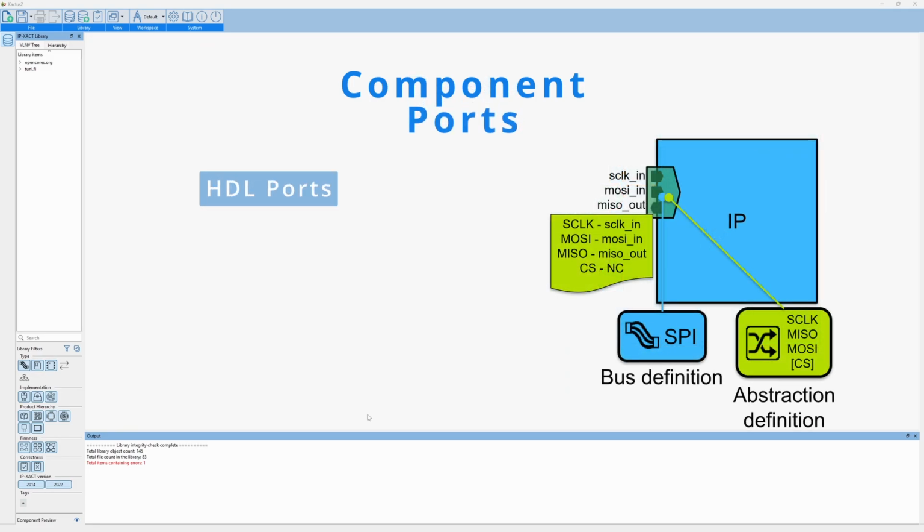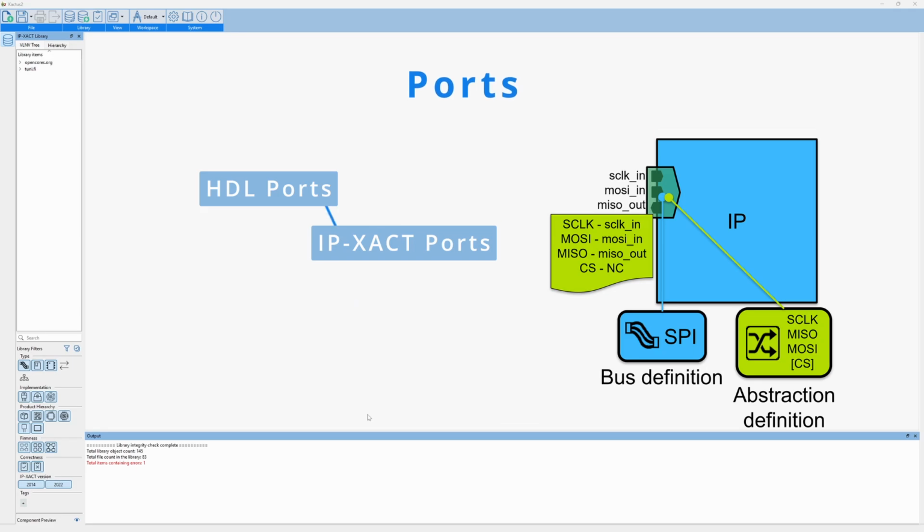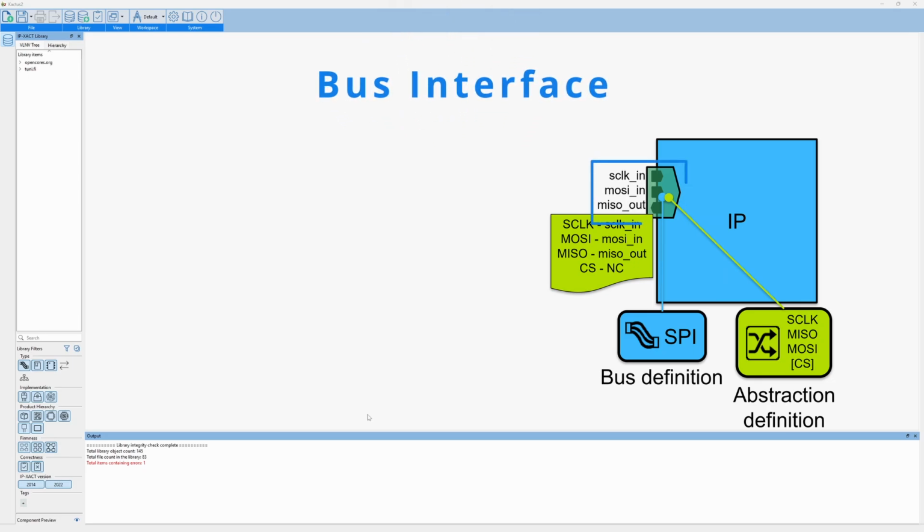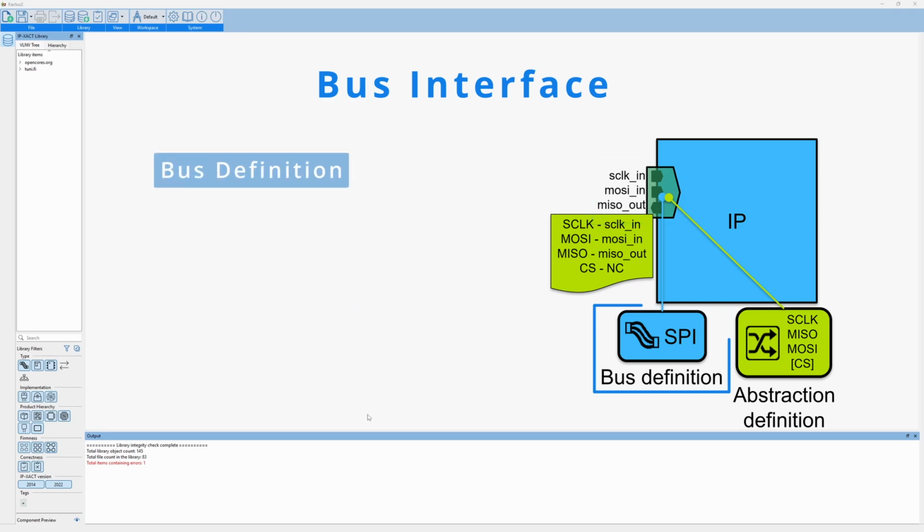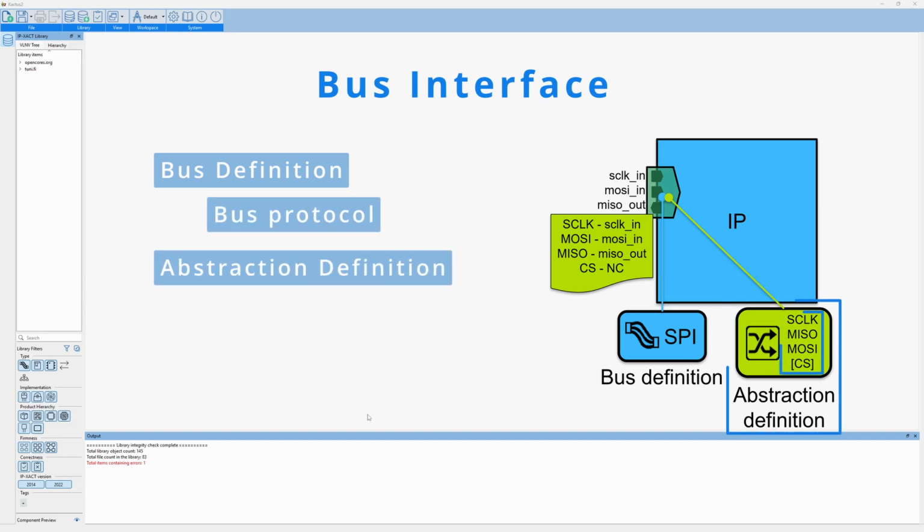HDL ports can be translated into IP-XACT physical ports, with each port describing a single external port of the containing component. Ports can be connected to other component ports through ad hoc connections in the design document, or combined into groups using bus interfaces. Bus interfaces are primarily defined by two definitions: the bus definition, which specifies the used protocol, and the abstraction definition, which defines the logical signals on the bus.